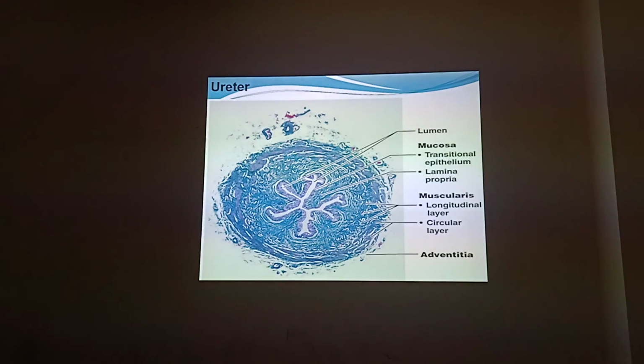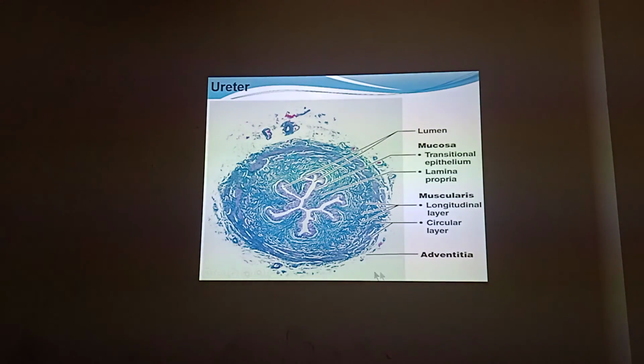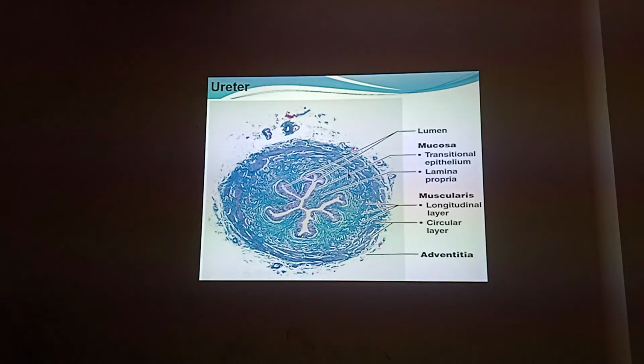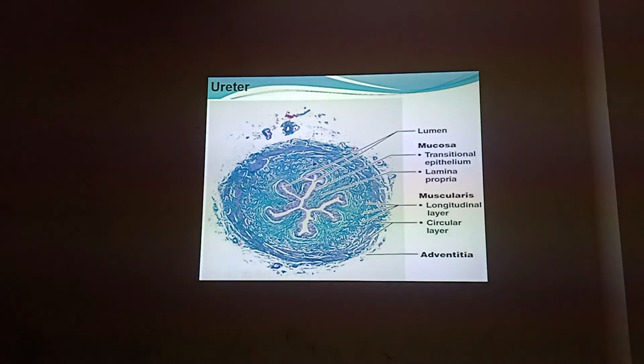Here is the histological slide of the ureter. Again MAMA, mucosa: transitional epithelium, lamina propria. The muscle layer: inner longitudinal, outer circular, and adventitia. Very characteristic star-shaped lumen. In one histological slide of the ureter you can visualize the whole picture, but in the urinary bladder you can visualize only a part, whereas in the ureter the whole scenario will be in front of you.